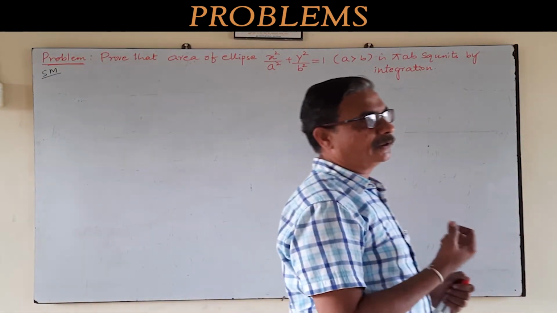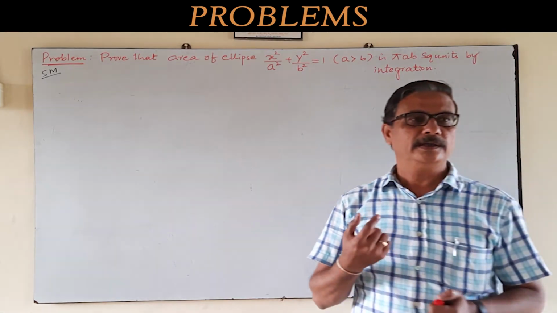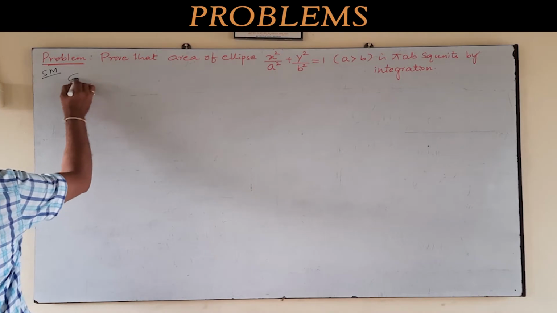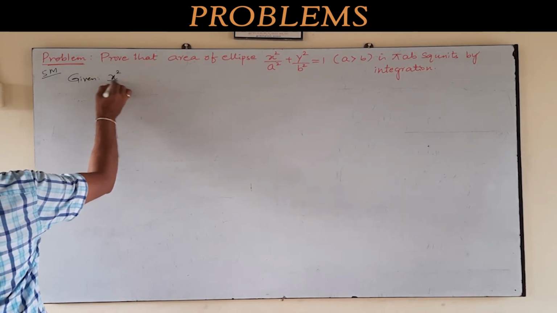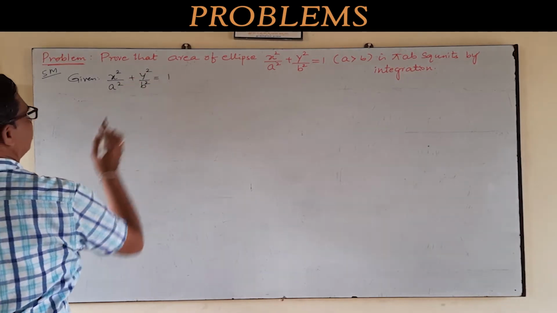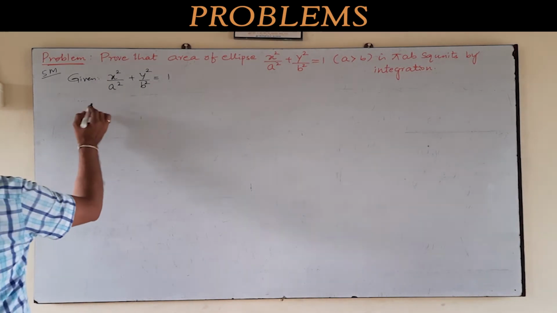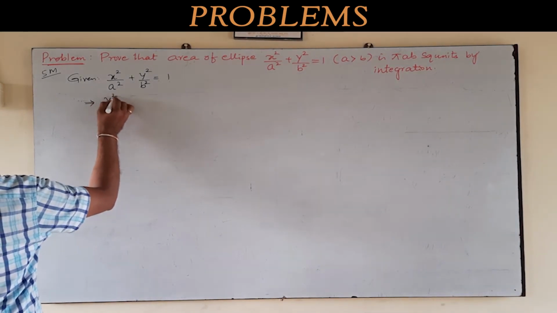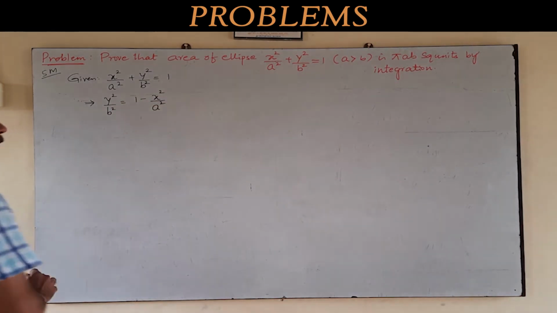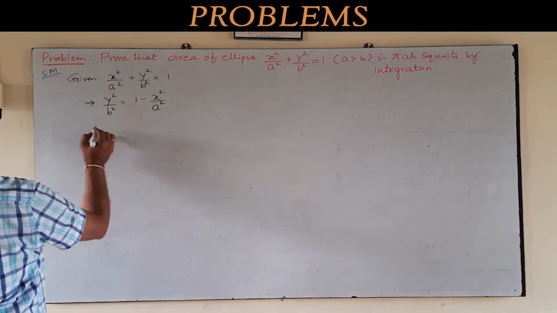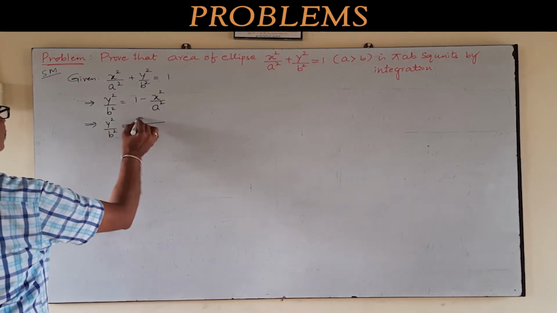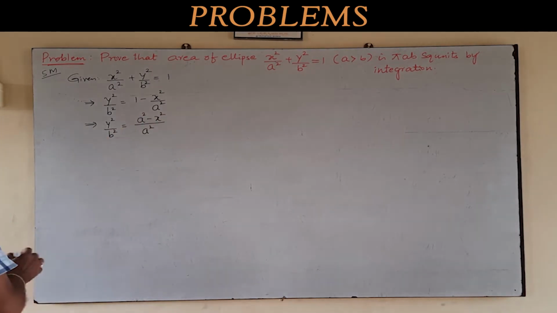The area bounded by the curve with the x-axis is given by the formula integral from a to b of y dx. Now here it is given x square by a square plus y square upon b square is equal to 1. This is the standard equation of an ellipse. First, using this, find the value of y. This implies y square by b square is equal to 1 minus x square by a square, correct? That term goes to the right side. This implies y square by b square is equal to, with LCM a square, a square minus x square over a square.